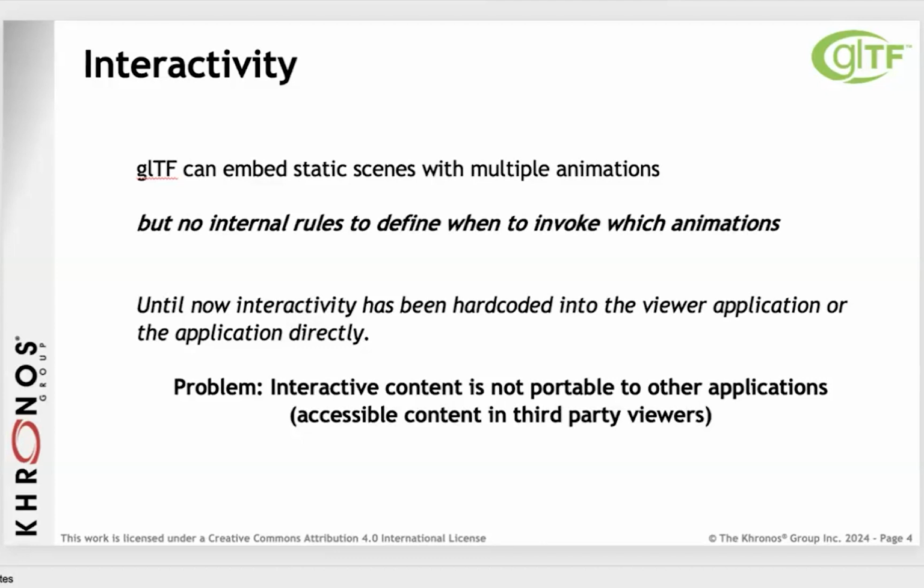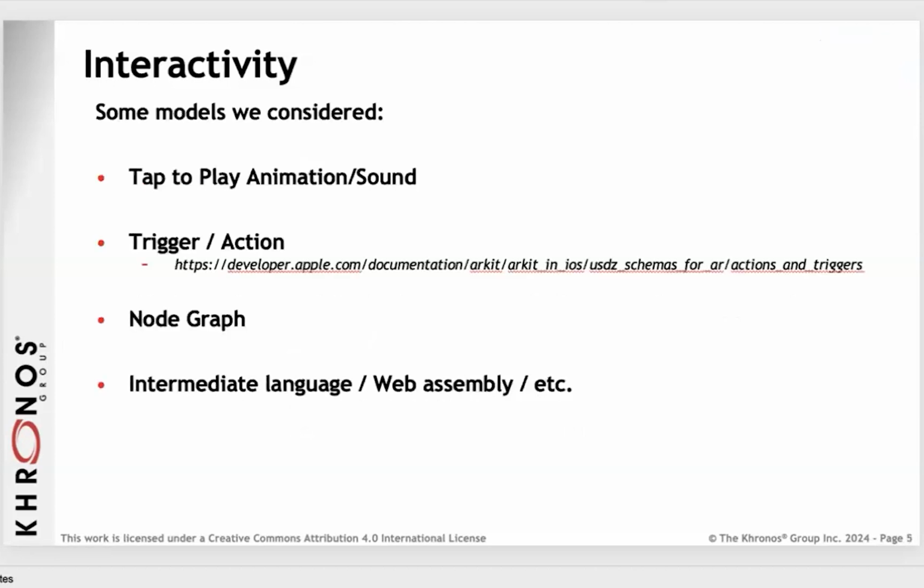If it was a toaster and you're supposed to be able to click on the button to press down the toast, there's no indication that that's supposed to be connected to that animation. So what you had to do previously was hard code your own viewer application. You could use Babylon or three.js or whatever in your website, and you could put some JavaScript in there that reacted to things. But that was not portable. Your content now had to run on your site, and it couldn't run on any other site. That was the basic thing we were trying to solve.